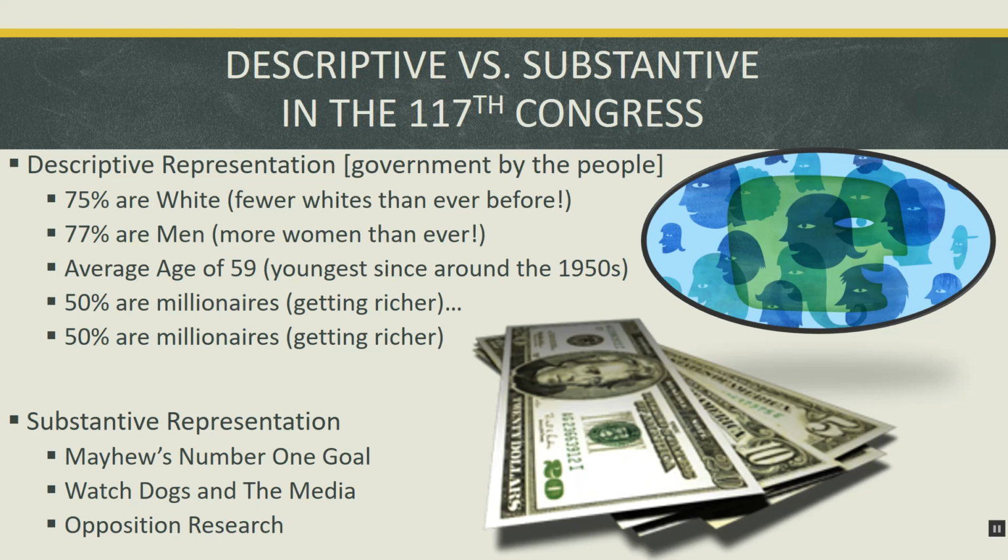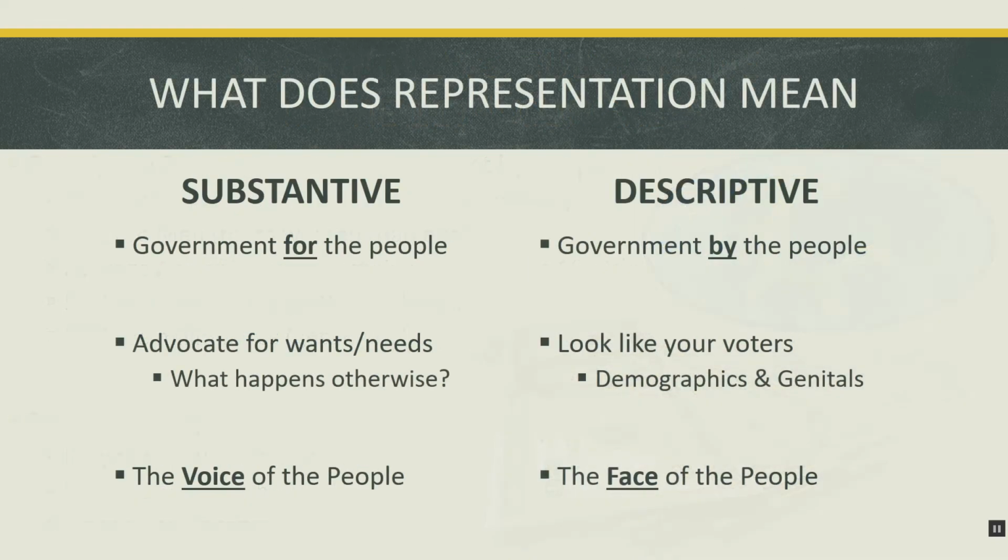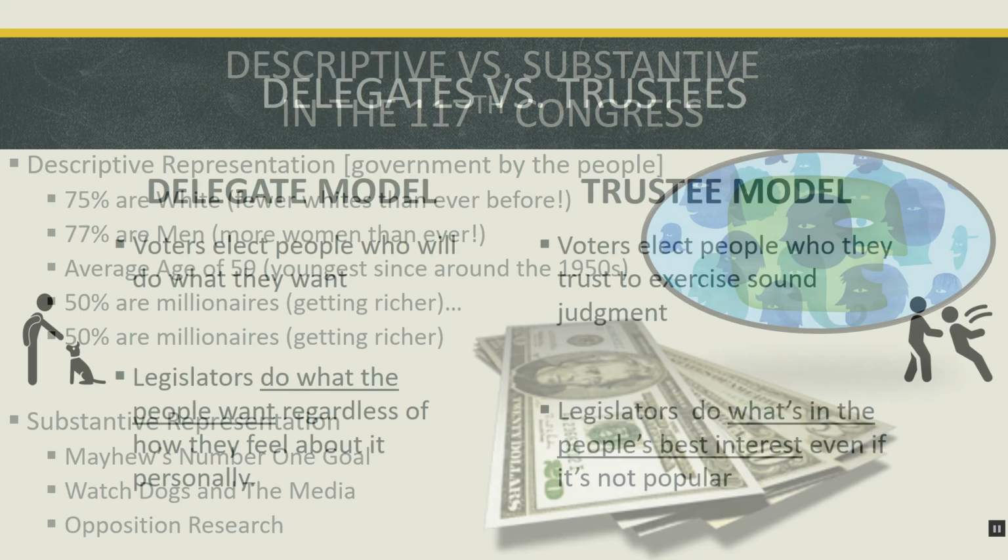So Mayhew's number one goal explains why Congress is good at substantive representation, government for the people, but not quite as good at descriptive representation. It gives us a voice in government, but not necessarily a face in government. Congress does not look like us.